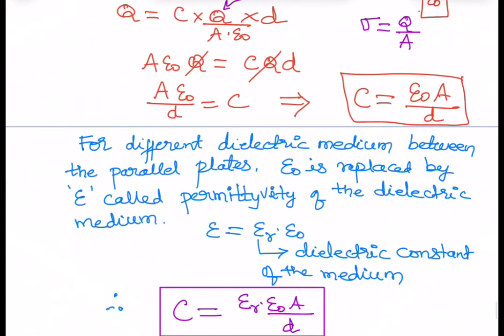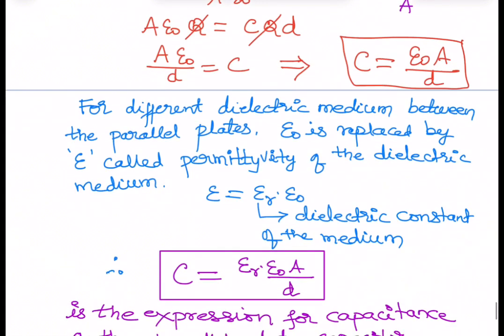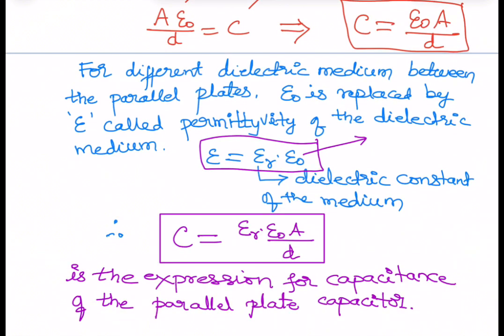For a different dielectric medium between the parallel plates, epsilon naught is replaced by epsilon. Epsilon is called the permittivity of the dielectric medium. The dielectric medium may be different insulators. The permittivity of the dielectric medium is related to the permittivity of free space or vacuum by the equation epsilon is equal to epsilon r into epsilon naught. Now replace that in this equation. You will get C is equal to epsilon r epsilon naught A by D.